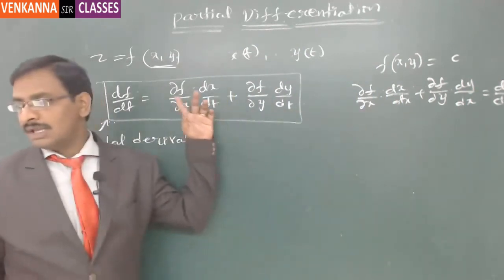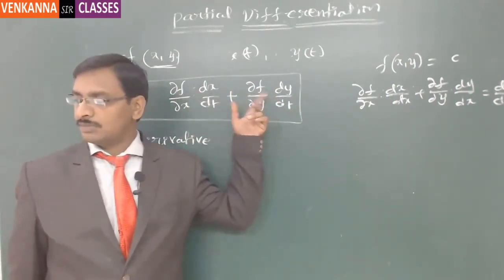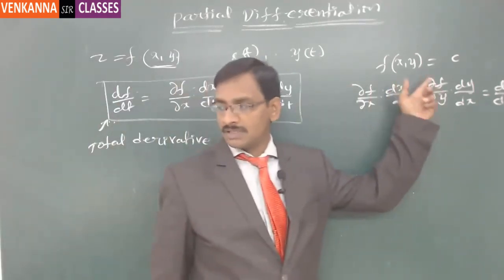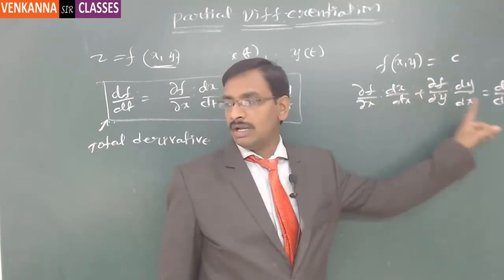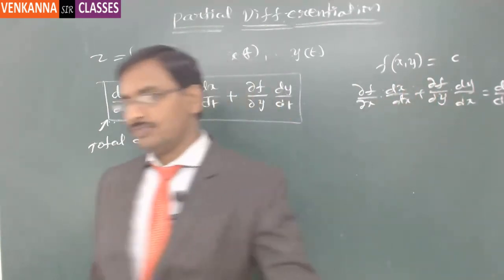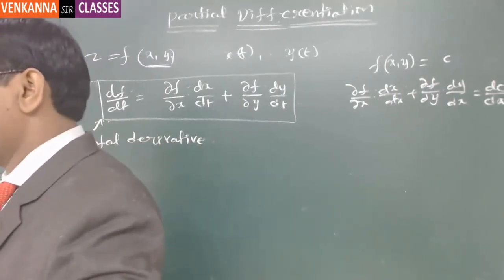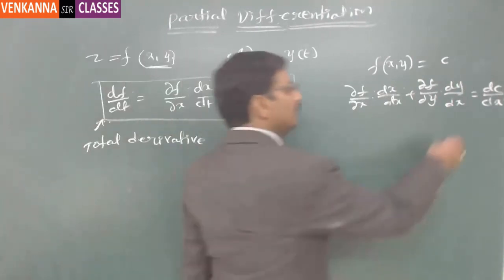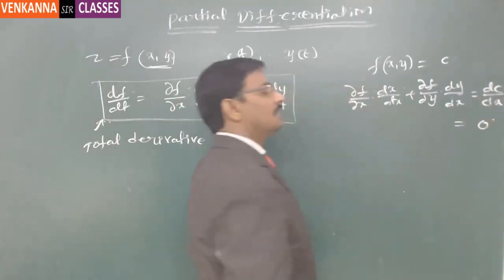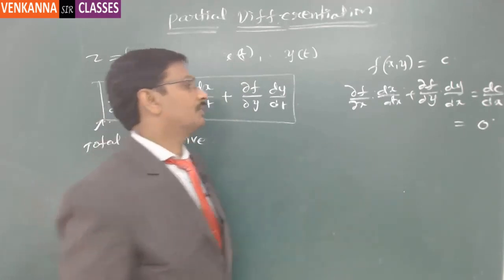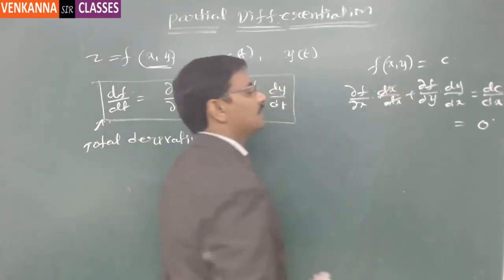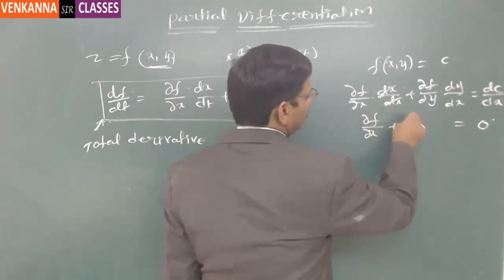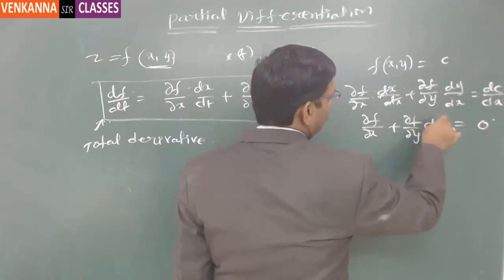In the earlier case, x is a function of time and y is a function of time, and you were doing the derivative with respect to time. But here, f is a function of x comma y, and you are doing the derivative with respect to x itself. In this case, the right side will be 0 because the derivative of a constant with respect to x is 0, and dx by dx is exactly the same thing. Then dou f by dou x plus dou f by dou y into dy by dx.